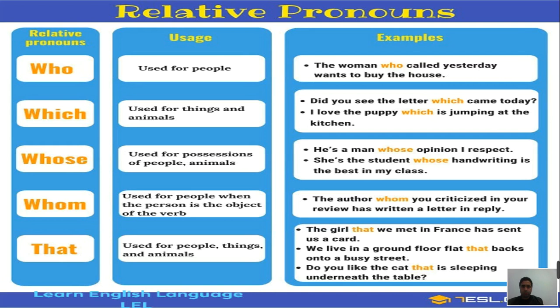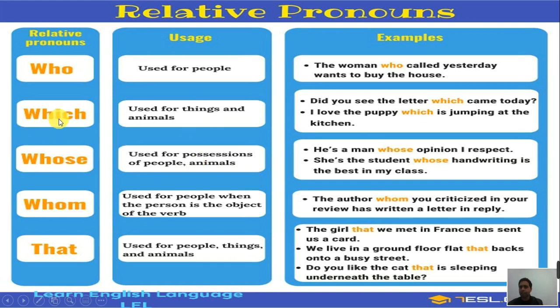Great. Now let's see this chart here. It explains in more detail the types of relative pronouns we have and their usage, and it gives examples. Now let's start with the first one, which is who. It is used for people. The woman who called yesterday wants to buy the house. So the woman who refers back to the woman. The woman is a person, so normally we use who.